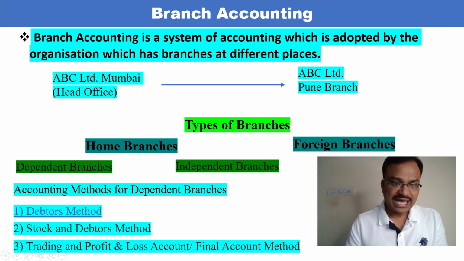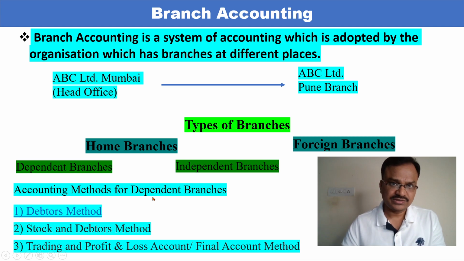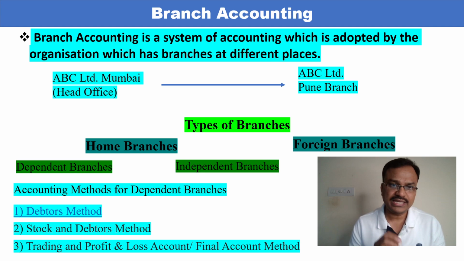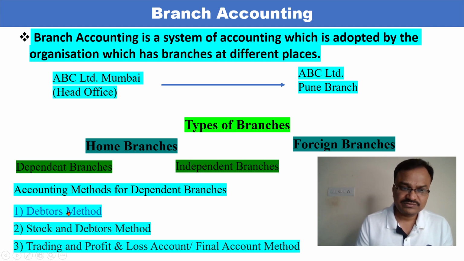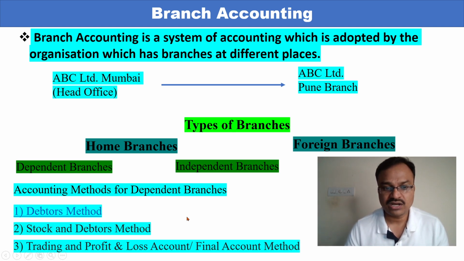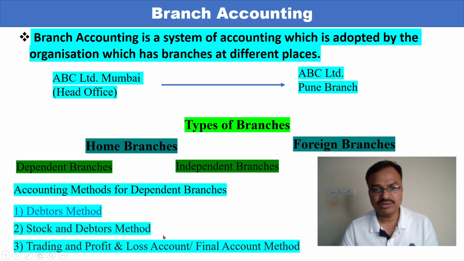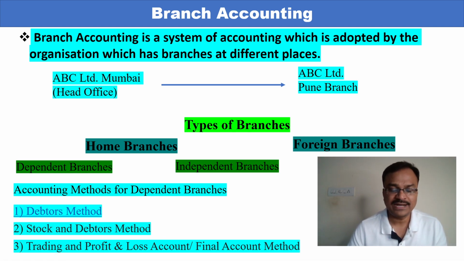Now friends, we have to solve the questions related to branch accounting, and for that, the question can be asked by any of these three methods, right? First method is debtors method, then second is stock and debtors method, and third one is trading and profit and loss account method. Third method is quite easy, because in this method we just prepare trading account and profit and loss account in order to find out the profit or loss of that branch.